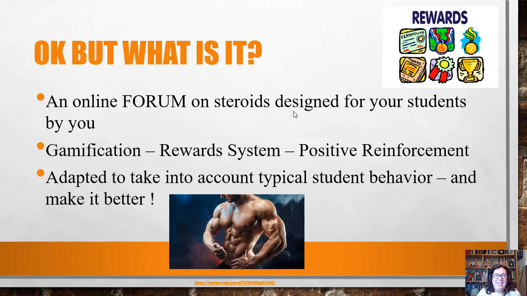So what is it? It's kind of like an online forum on steroids. That's my picture there, but in a positive sense, right? And so it's designed for your students and you. It uses some aspects of gamification, so a reward system and positive reinforcement. We know that's a great motivator, and it is adapted to take into account typical student behavior and make it better.